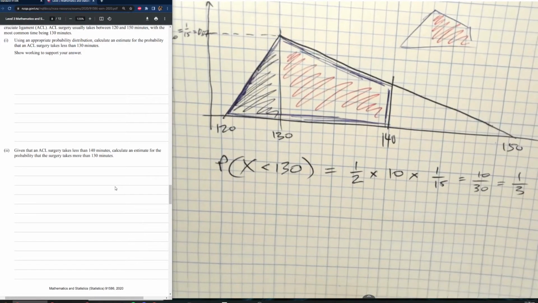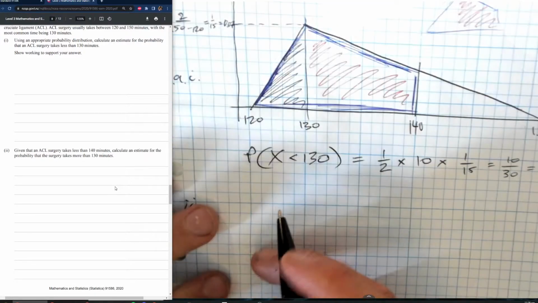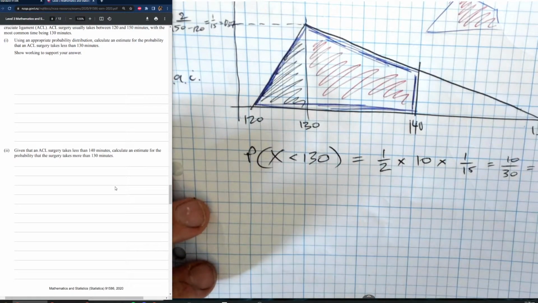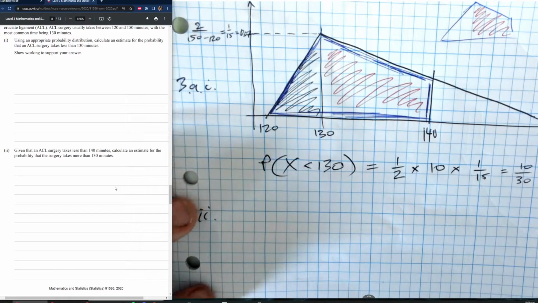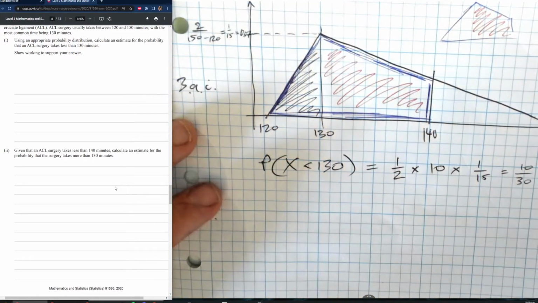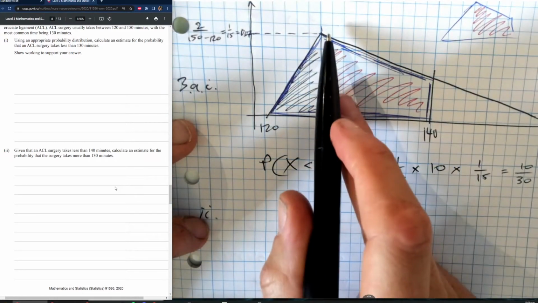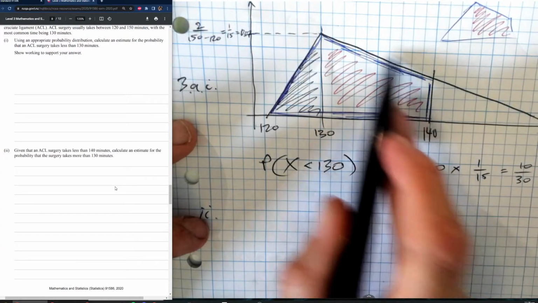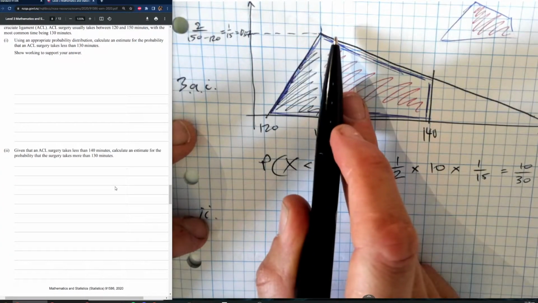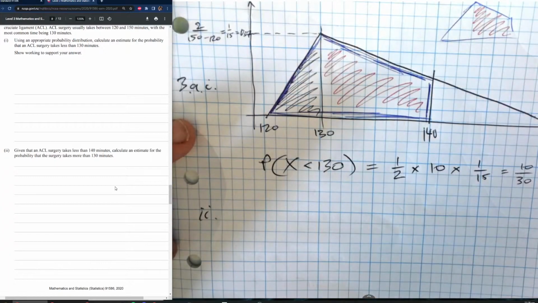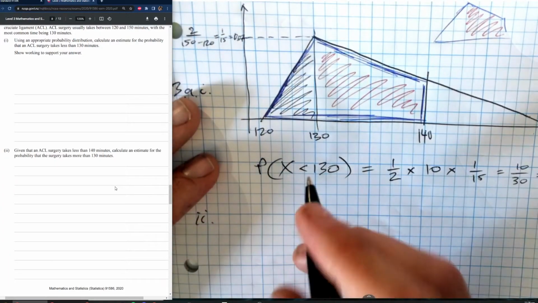Man, it's so ugly to work out. I'm not keen on this. This is just like brute force. Anyway, let's do it. What we're going to need to do is find the area of this triangle, which we actually already know.